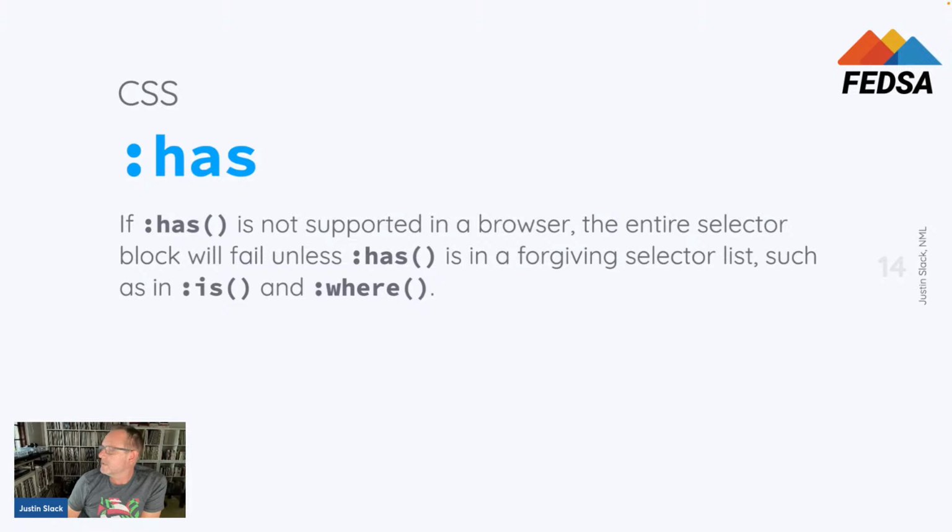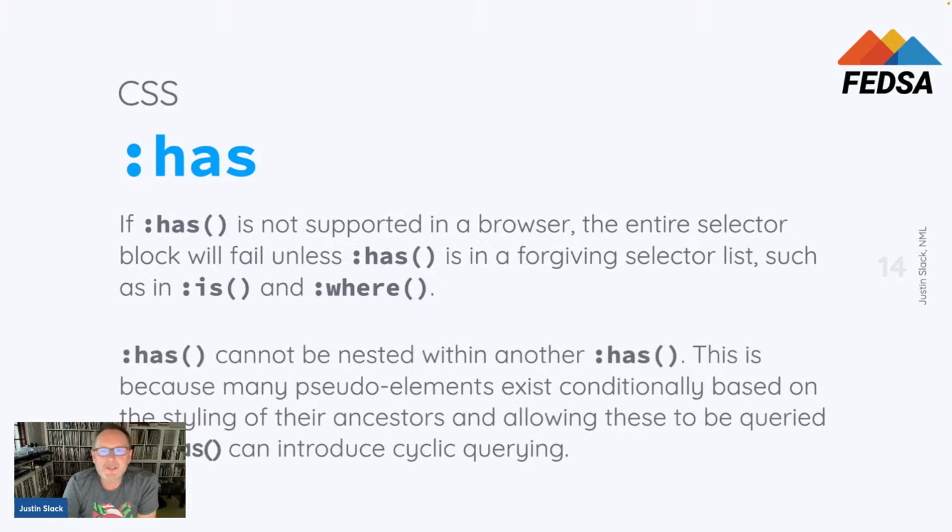Just like with :not, you cannot nest :has within another :has, because it's a pseudo-element. And remember that pseudo-elements exist conditionally, right, based on the styling of their ancestors. And if we're trying to query a :has within a :has, we can get a horrible kind of cyclic querying where we're reusing the same objects many, many times. And these objects then become interdependent and we get a mess. So the specification itself clearly outlines why you can't do this.